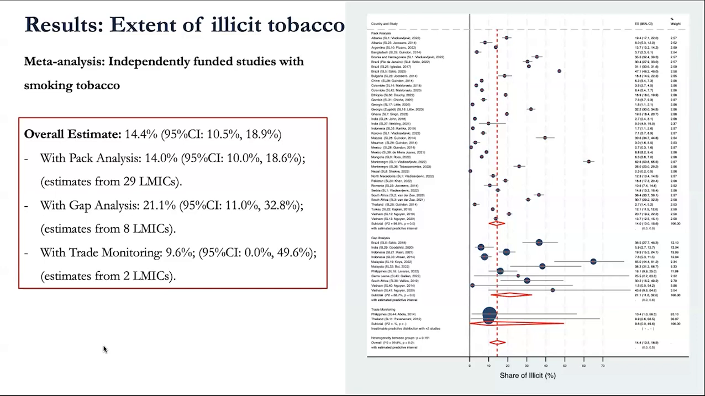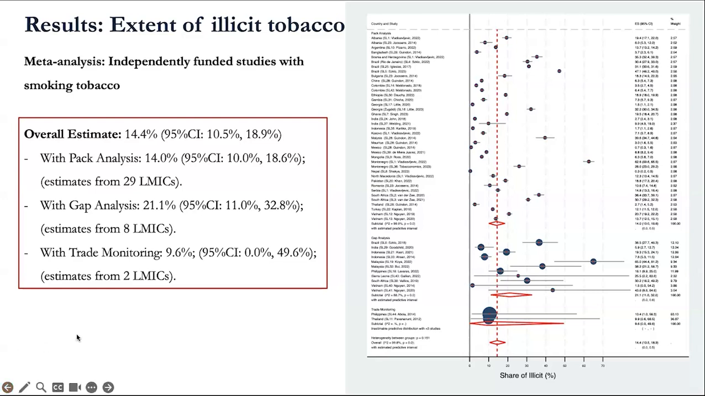Notably, out of these 6 countries, 3 of them also reported an extremely high rate of illicit smoking tobacco using the gap analysis method as well. For example, in Malaysia, using gap analysis, they found that 65% was the share of illicit tobacco, while in Brazil and South Africa, this share using gap analysis was 36% and 30% respectively.